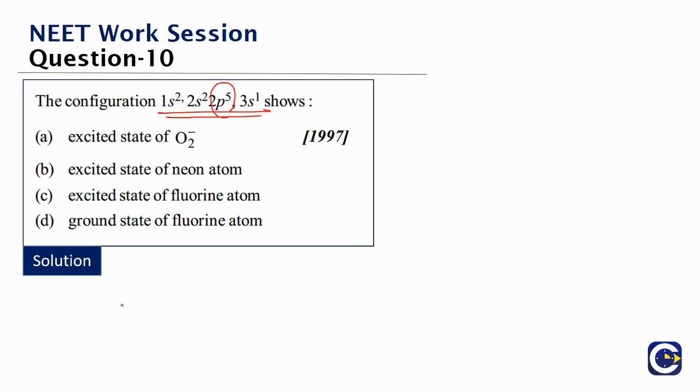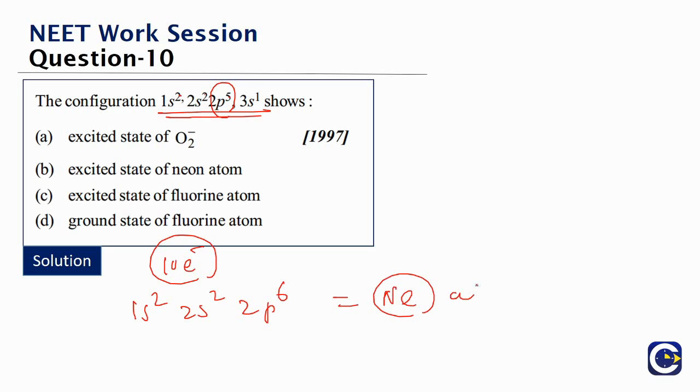What is the count of electrons here? Just check it: 2 plus 2 is 4, 4 plus 5 is 9, 9 plus 1 is 10. So 10 electrons. For 10 electrons, what will be the arrangement? 1s2, 2s2, 2p6. This is the arrangement of the neon atom.